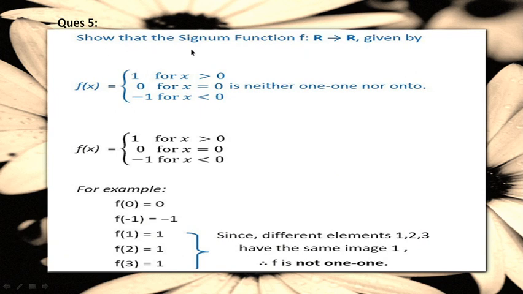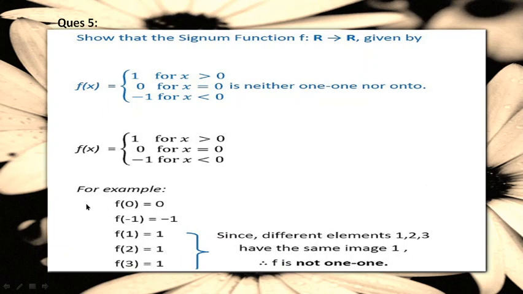Now question number 5, here we have to talk about the signum function. That you have done in class 11th. You must know what a signum function is. f(x) gives us value 1 whenever x is greater than 0. It gives value 0 whenever x is equal to 0. And it gives value -1 whenever x is less than 0. The graph of this signum function is a kind of staircase, if you remember.